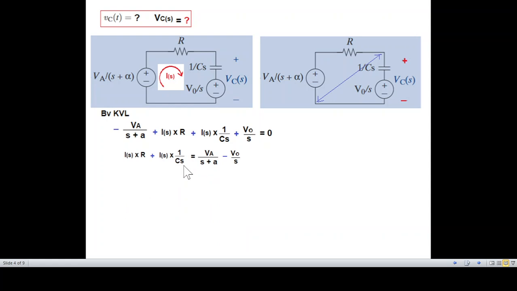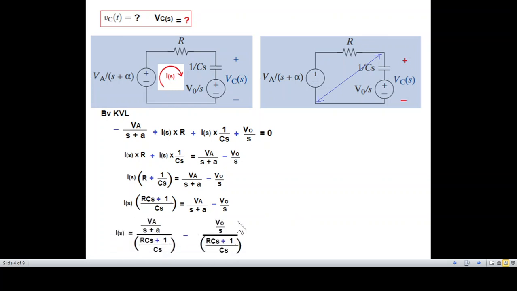From here, we'll find IS. We're just manipulating, keeping these two here, and the voltages on the right-hand side. Taking IS common, then denominator CS, and this. Now for IS, we'll move this to the other side. So this will be VA over S plus A divided by this term. And similarly, V naught over S divided by this term. And if we invert it, because it is fractional division, it will become CS divided by RCS plus 1 here, and the same thing on the other side.